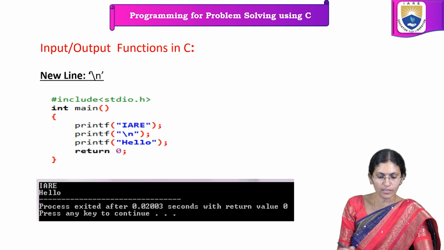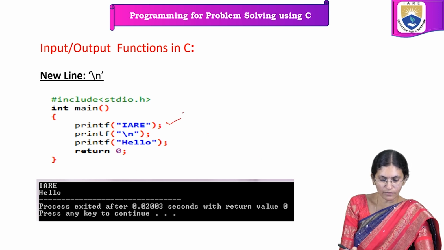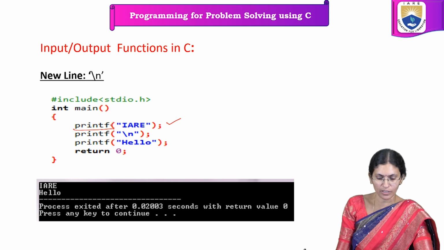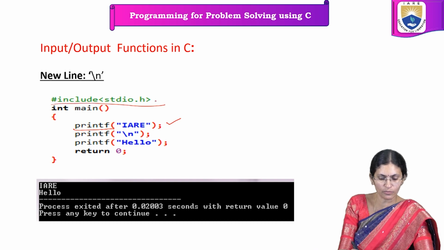So let us understand the use of these escape sequences with the help of programs. The first program is IARE, first printf. We have used three printf statements here. As we know, in order to use the printf function, we need to include this header file. Therefore, for each program you need to include this header file. That is mandatory; only then can we use the printf functions.